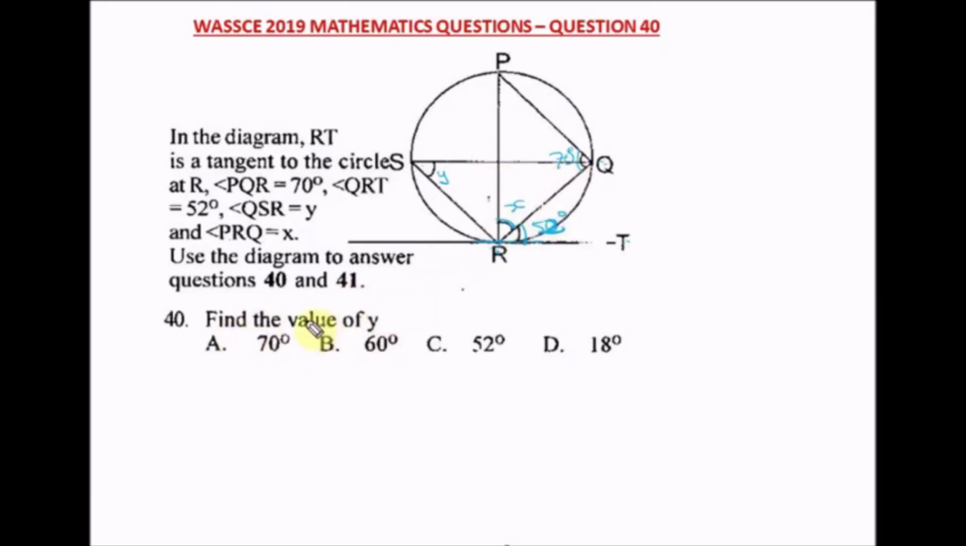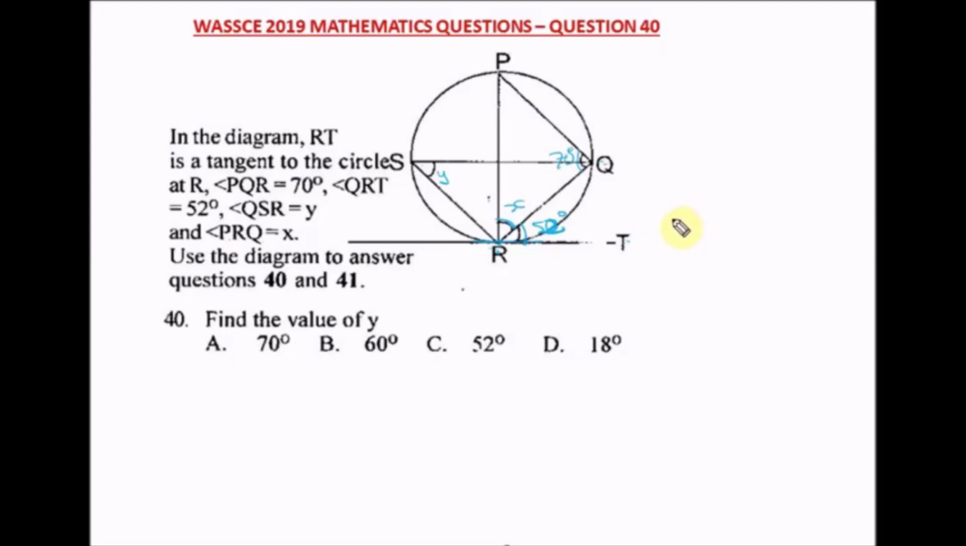So for question 40 now, it says find the value of Y. Now there's a theorem that states, this is circle theorems now, which I said you must know about, because there are always about 3 questions from circle theorems that come out in your WAEC.